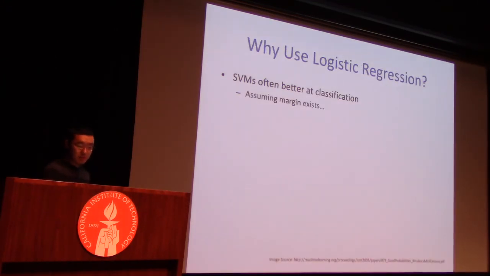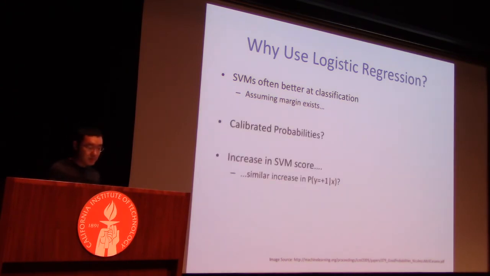Okay, so why might one use logistic regression? SVMs, in many cases, are better at classification, assuming that a margin exists, or a margin exists with very few margin violations. But with an SVM, if you actually want to get a probability, what is the probability that this data point has a label of +1? Is it 70%? Can we calibrate the SVM score such that we can interpret a probability out of it?